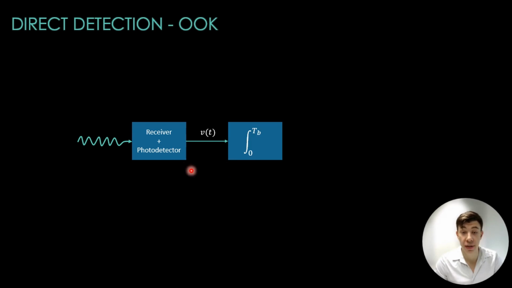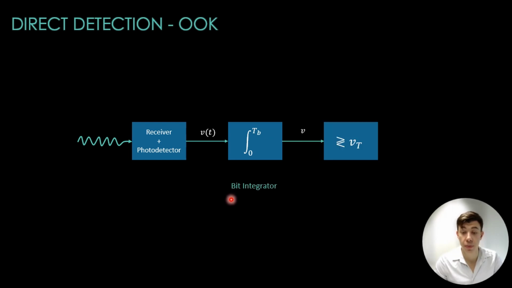Afterwards, we have the bit integrator. The electrical signal V(t) then enters the bit integrator. Its role is to accumulate the energy of the received signal over a specific time interval, known as the bit duration T_B. This integration is represented by a simple mathematical integral in the image, which represents summation.